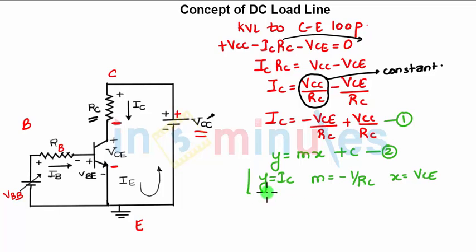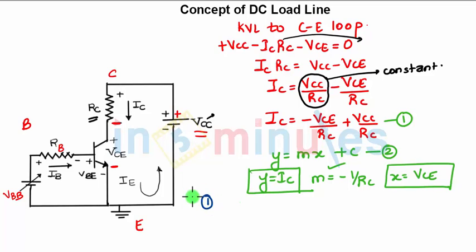So on the y-axis I will have my IC, on the x-axis I will have my VCE, and the slope of the line joining the x and y-axis will be minus 1 upon RC. Now for the straight line, how do we find maximum values? By putting the other value to be 0.